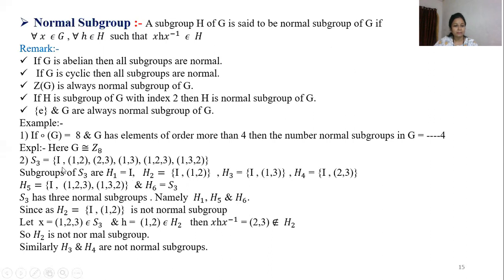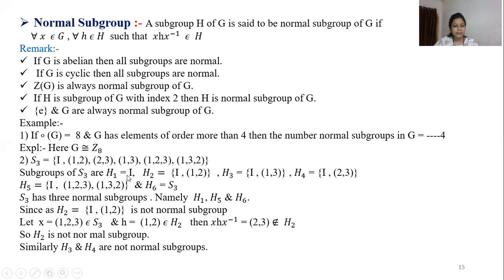What are the subgroups? First, the identity and S3 are always subgroups. Second, {identity, (1 2)}, {identity, (1 3)}, {identity, (2 3)} are subgroups of order 2, and there is another subgroup of order 3: the identity, (1 2 3), (1 3 2). Therefore, how many normal subgroups does S3 have? These are the subgroups H1 to H6. S3 has a total of 6 subgroups. As S3 is non-abelian, we can't say that all subgroups are normal. Now check which of them are normal.